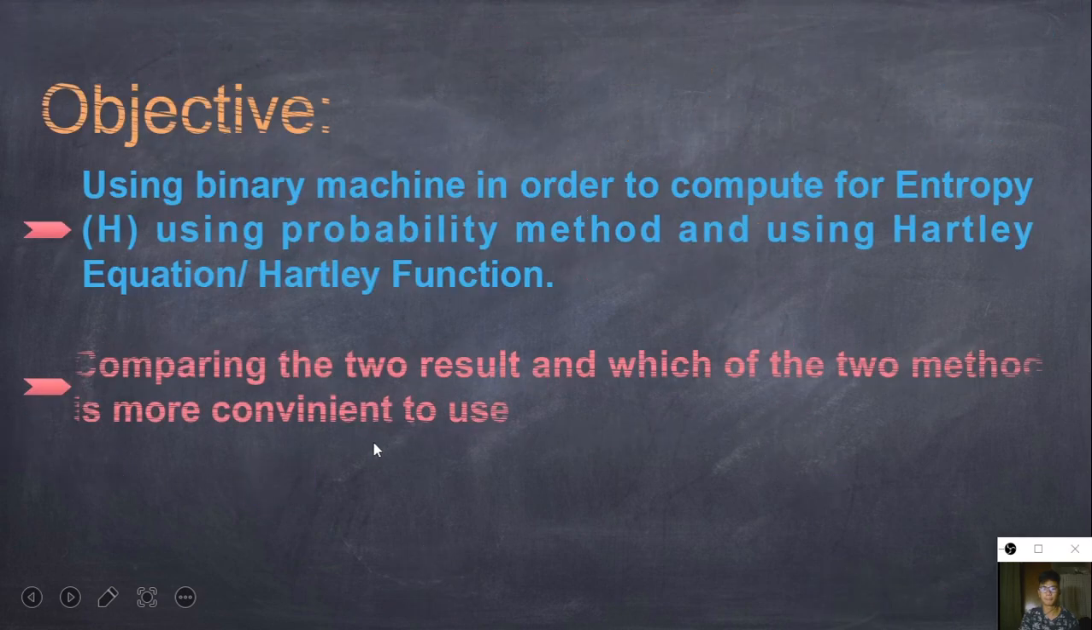So, the objective of this presentation is to use a binary machine to compute for entropy, or H, using the probability method and using the Hartley equation or Hartley function, and to compare the two results and see which method is more convenient to use.